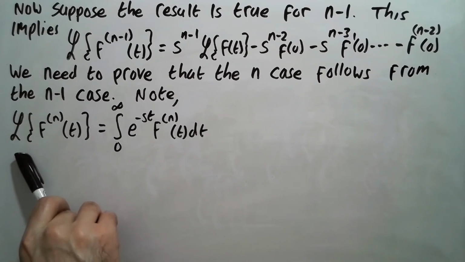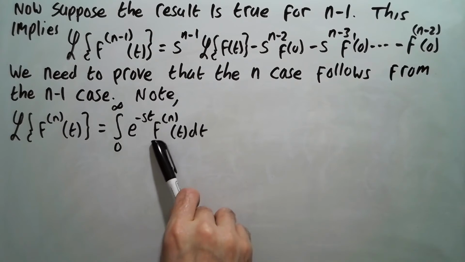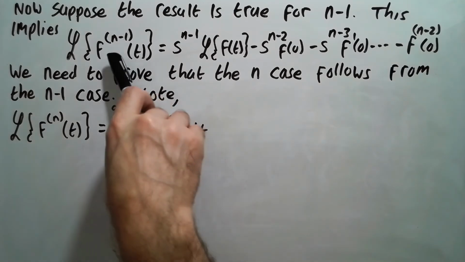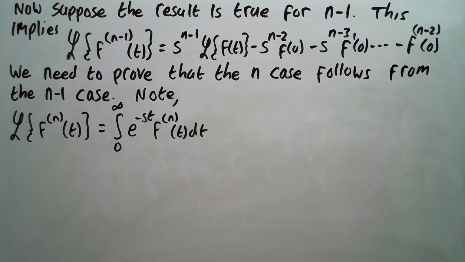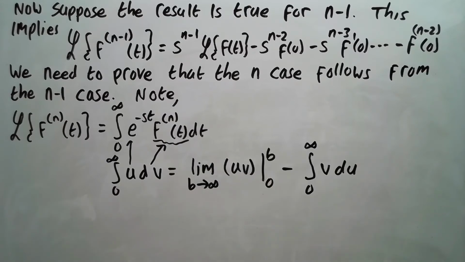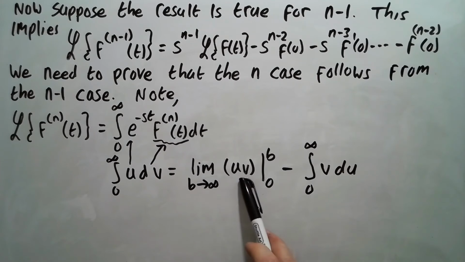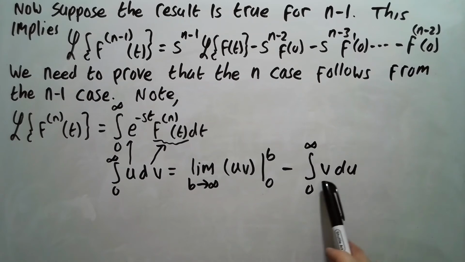Okay, so here's by definition the Laplace transform of the nth derivative. So it's the integral from 0 to infinity of e to the minus st times the nth derivative dt. So we have to somehow use this result over here. So we're going to use integration by parts like we did on the n equals 1 case. So here's my integration by parts. I've adjusted it to put the limits on it here. When you have 0 to infinity, it'd be 0 to infinity here. Then it'd be uv, limit b goes to infinity, 0 to b, minus the integral from 0 to infinity of v du.